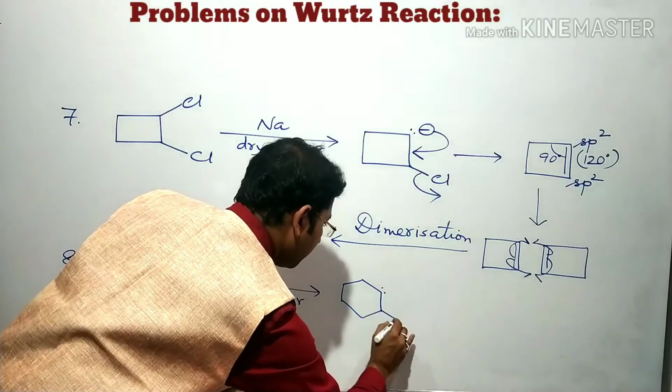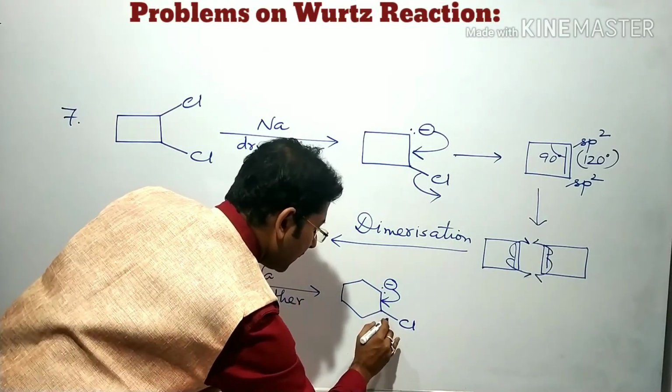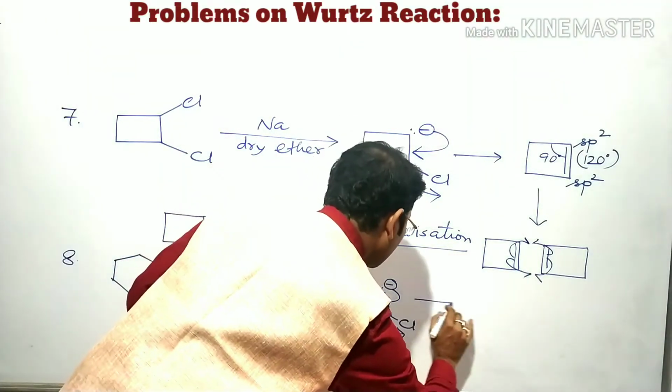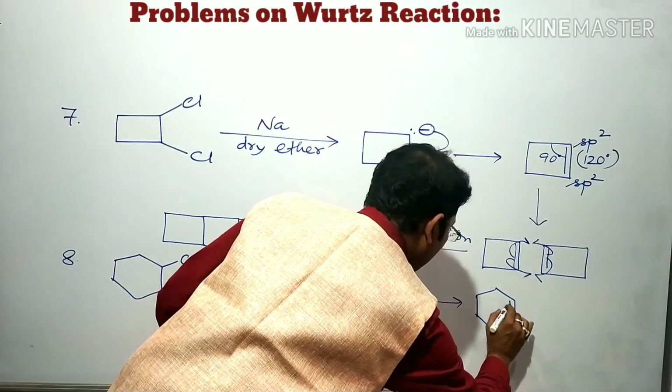the carbanion, this Cl, this minus will form the double bond here and Cl minus will be released. So our product is nothing but cyclohexene.